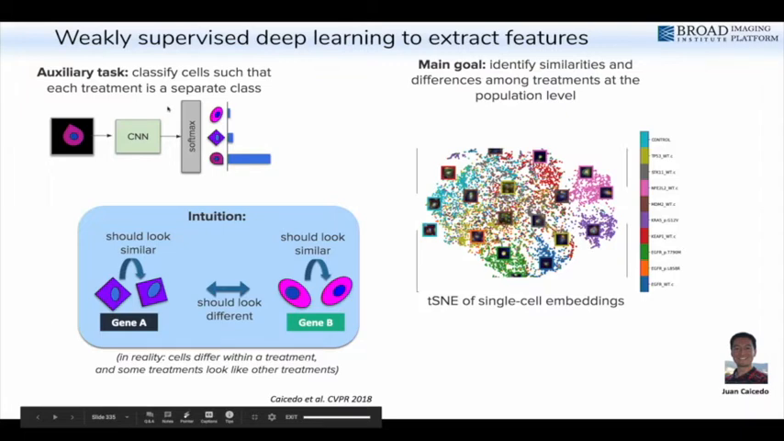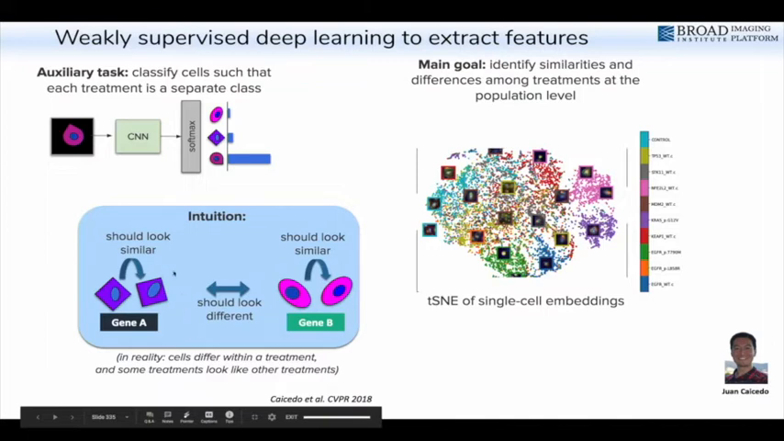So the auxiliary task in this particular experiment is let's train a model that can distinguish every single treatment that we have included in the experiment. In this case, let's train a model that can distinguish every single allele of all these tumors from each other. If you train it to do that, it's a thing you don't really care about, and then you ask, can we find similarities and differences among treatments at the population level, we get much better resolution and much better ability to distinguish individual alleles.